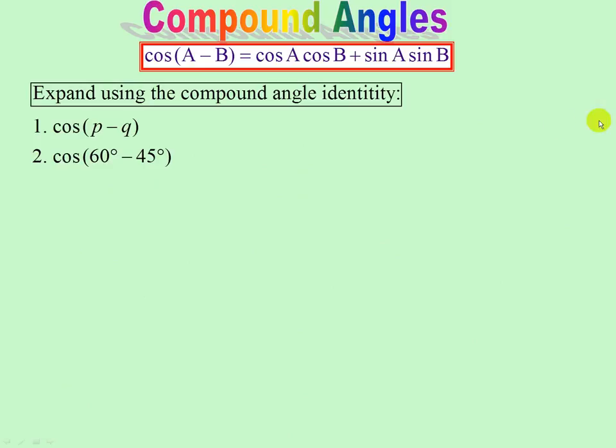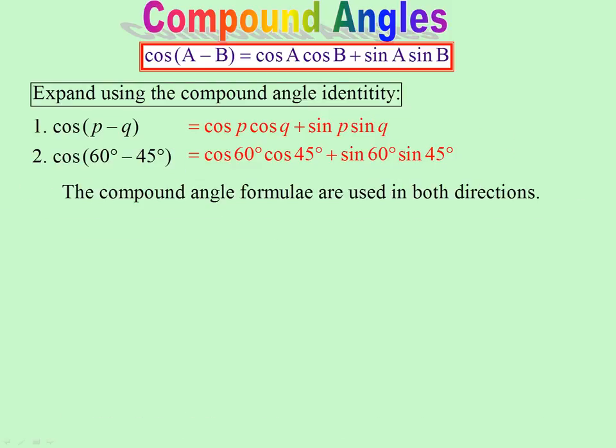So there's a bit of practice. All we do is apply the formula. There are lots of exercises in this video where we just slot straight in. There's P, there's Q, therefore we put PQ, PQ, and there's our expansion. Same with 60 minus 45. There we are.